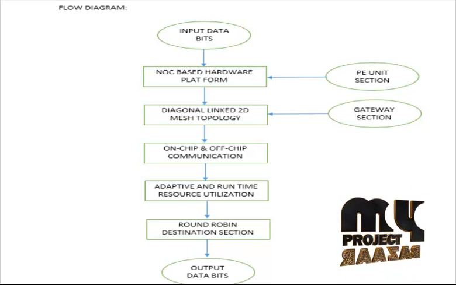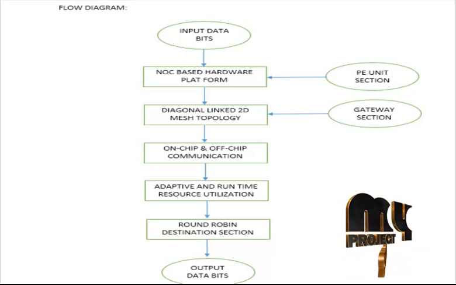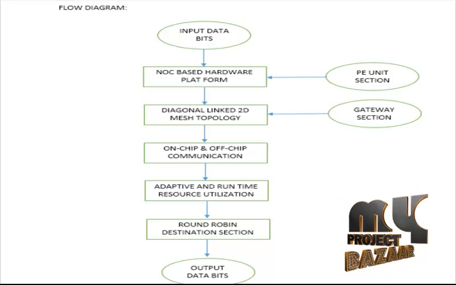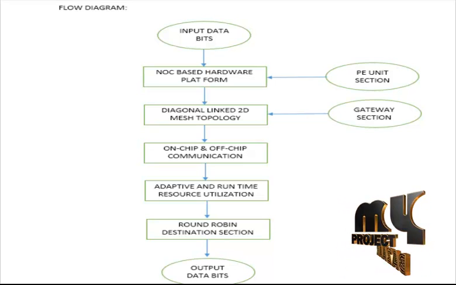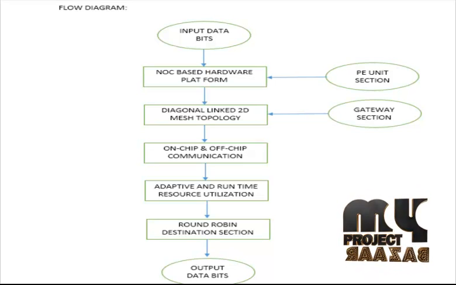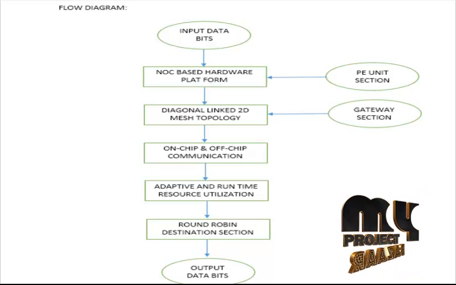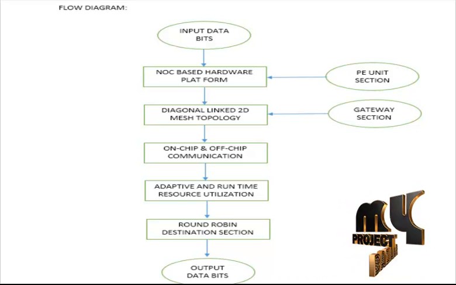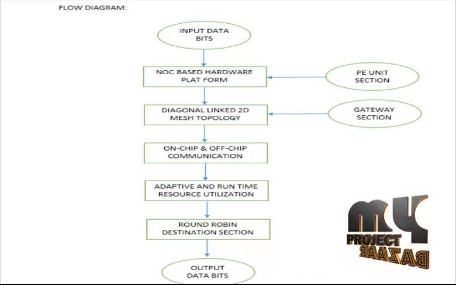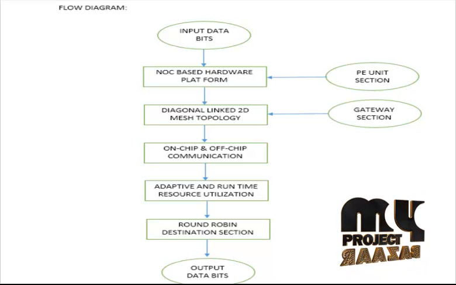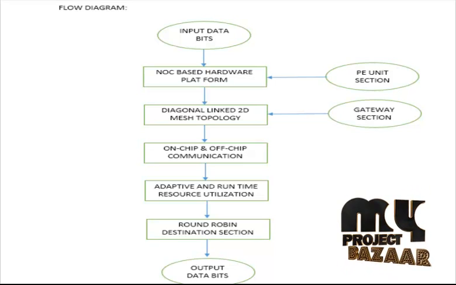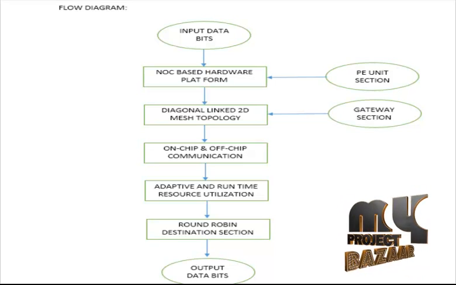Then the round robin section is mainly used for destination allocation, where the same input is passed to a single router and the outputs are taken from the router one by one. That section is followed by the round robin section. This round robin section is also performed diagonal matrix wise. Finally the output is passed as output data bits for the overall architecture process. These are the final flow diagram for the NOC based hardware architecture in on-chip and off-chip communication based process.